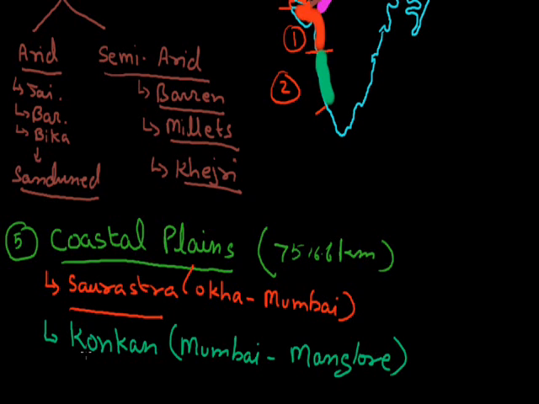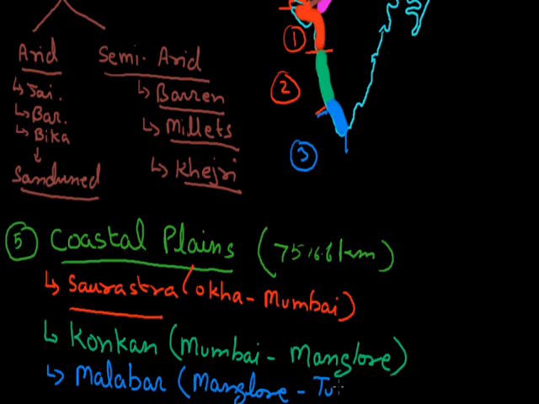Now let us take the third one. This third coastal plain is from Mangalore to Tuticorin. The name of the third coastal plain is the Malabar coastal plain, a historical coastal plain which is from Mangalore to Tuticorin. Tuticorin port is here, which divides the east and west coastlines of India. The state of Kerala comes in it and southern Karnataka comes in it.